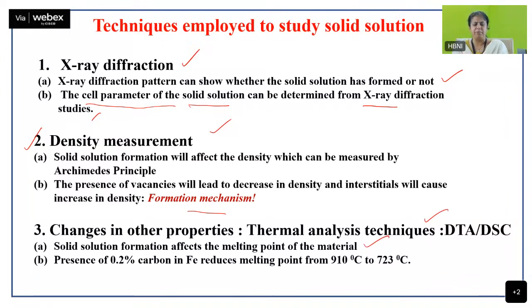A very common example is that in iron, if you put even 0.2% of carbon, which is your steel, it reduces the melting point from 900 directly to 723. So these are also good indications that there has been a formation of solid solution. If that carbon was not sitting inside the iron, if it was sitting somewhere else, it would not have affected the melting point of iron. That means it has done something to its structure. It has formed a solid solution.